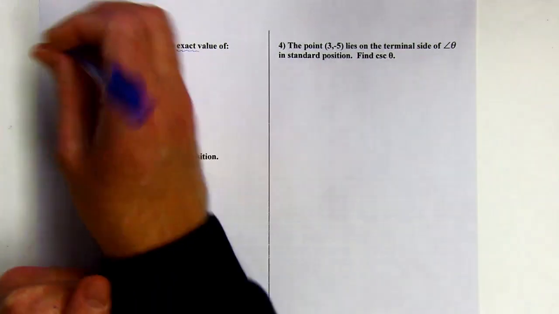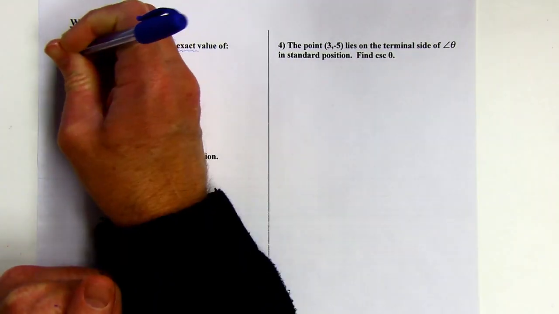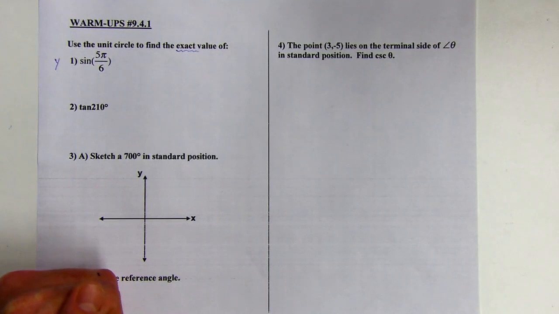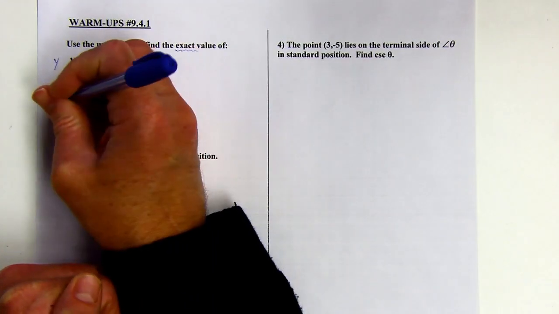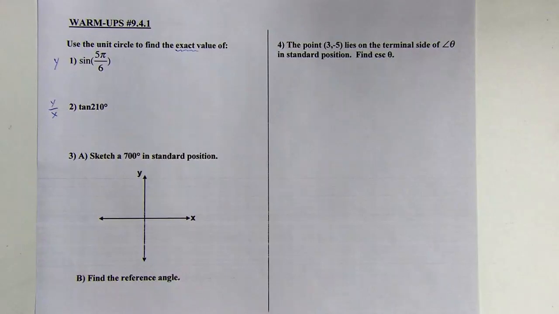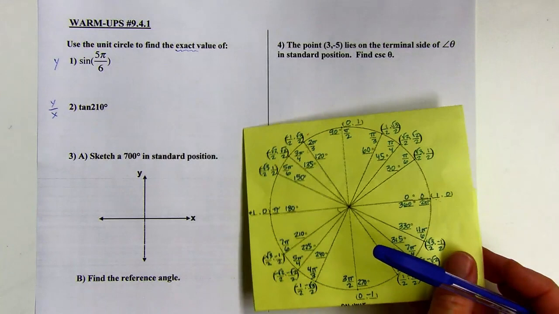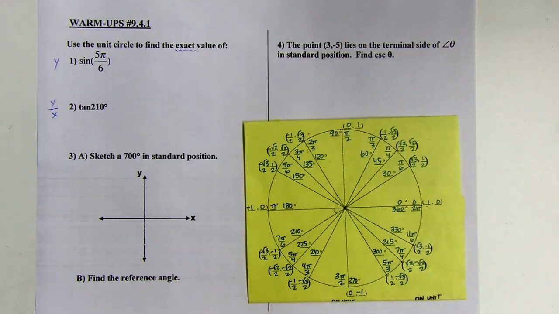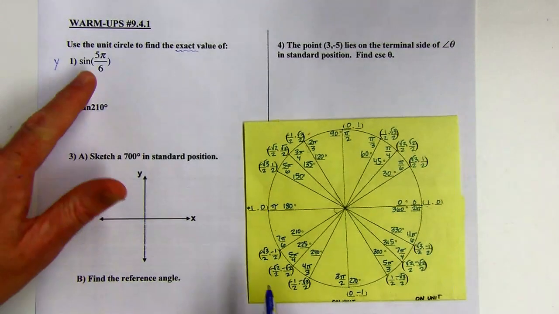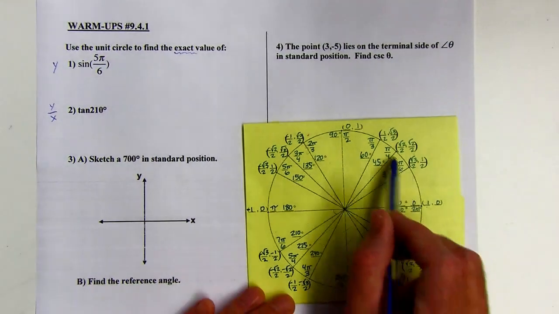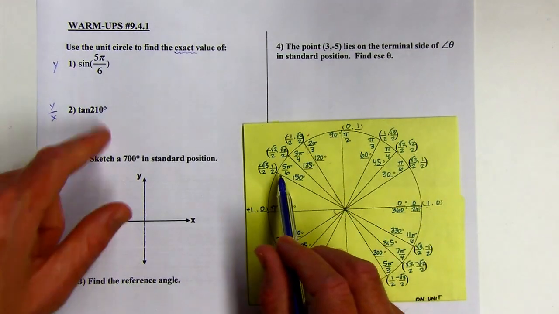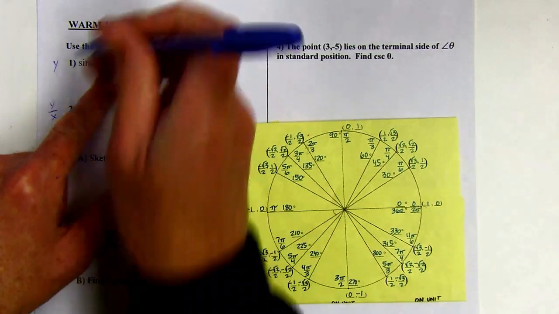But for sine, we're going to be looking at the y-coordinate on the unit circle, and for tangent, we're going to be looking at y over x. Okay, so I happen to have a unit circle right here. Look at that, how convenient. Okay, so let's find 5 pi over 6. So I'm looking at the radian measures. 5 pi over 6 is right here. So I want the y value here, which is 1/2.